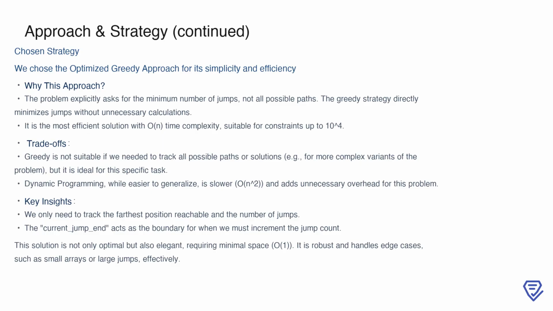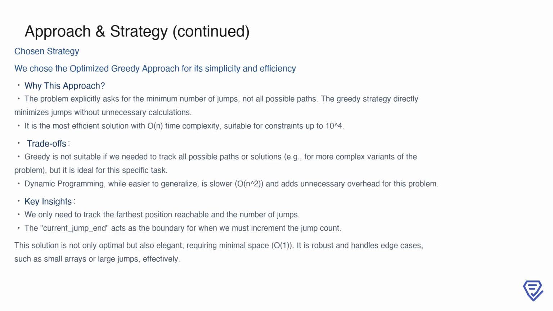However, there are trade-offs to consider. While greedy is ideal for this task, it is less suitable for scenarios where tracking all possible paths is required, as in more complex variants of the problem. Dynamic programming, by contrast, is more generalizable but slower, with an O(n²) complexity and additional overhead.